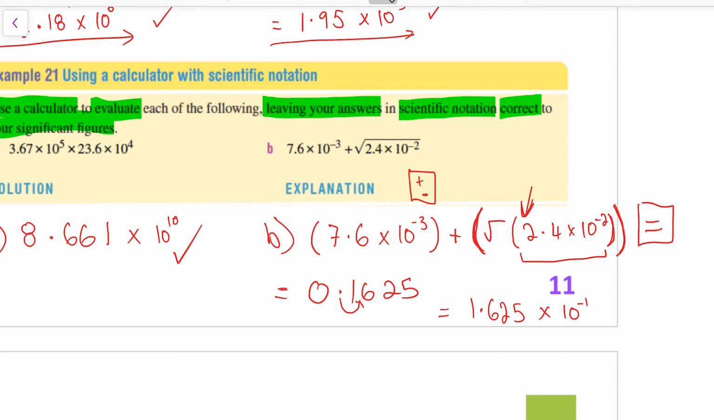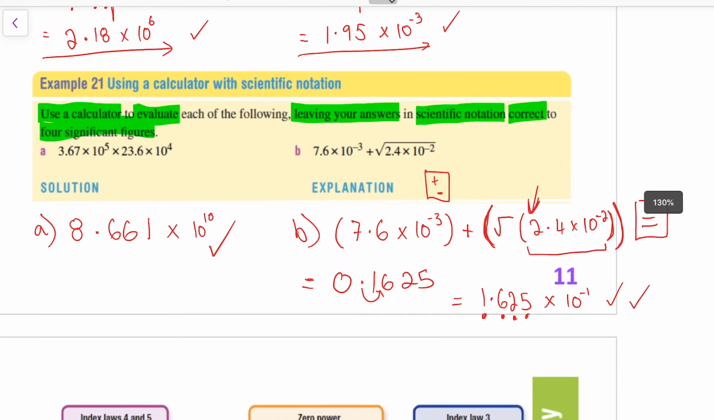Is the negative 1 on top of the 10 important? Oh yes it is, because we need to tell it to go in a negative direction compared to when it's a positive, where we could have just left it as times by 10, but because it's a negative 1, we do need to write the negative 1. So you've now stipulated that it's in scientific notation. Does it fit the 4 significant figures? 1, 2, 3, 4. Yes, it does. Your job is done, and that is how you use your calculator.